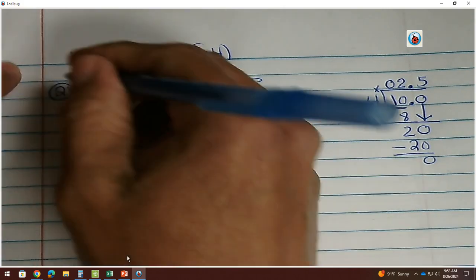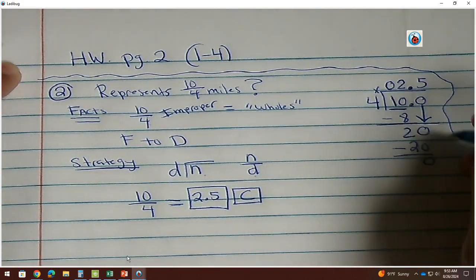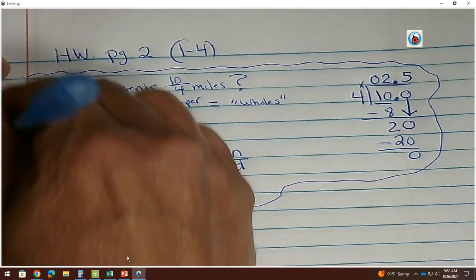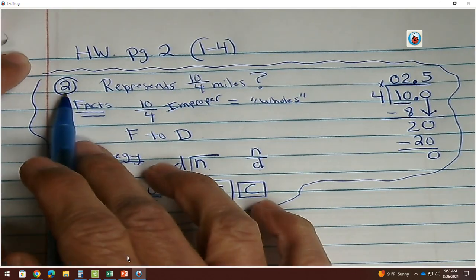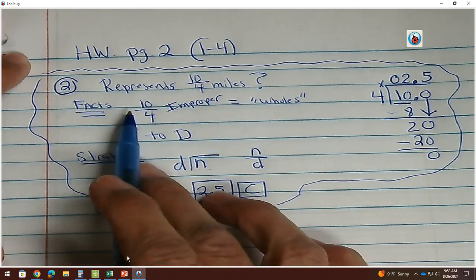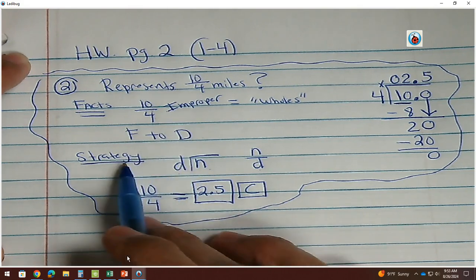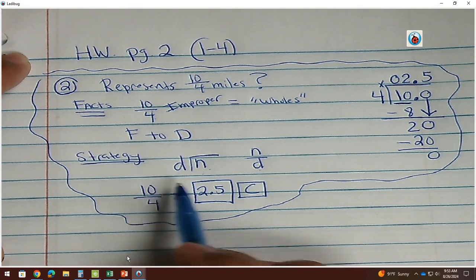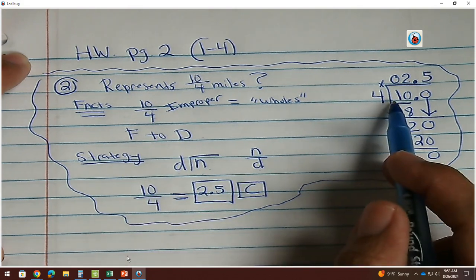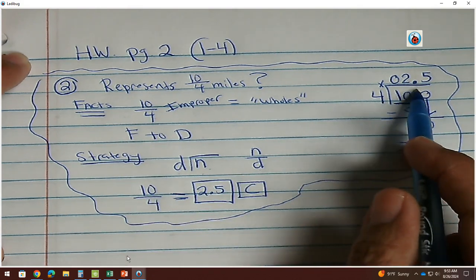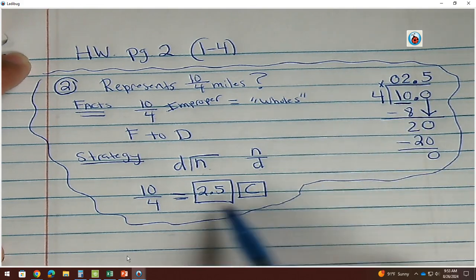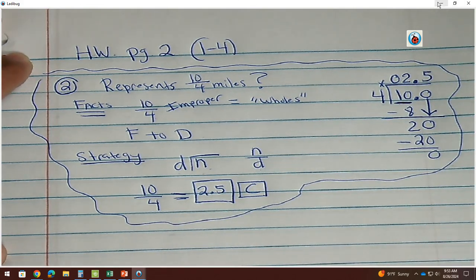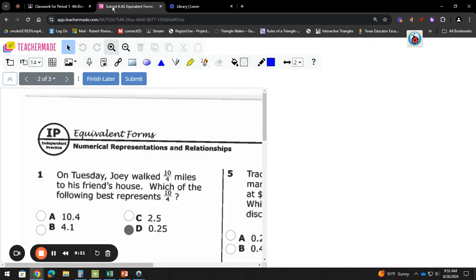Then, I already told you that I like to draw a little bow around it and say, okay, all this inside is for question number 2. Here's my question. There's my facts. My strategy was bottom out, numerator divided by denominator. Then I actually divided it out. Don't forget to always put the decimal at the end. And that's how I got the final answer. Then I can go to my teacher-made choices and choose the right answer, 2.5.